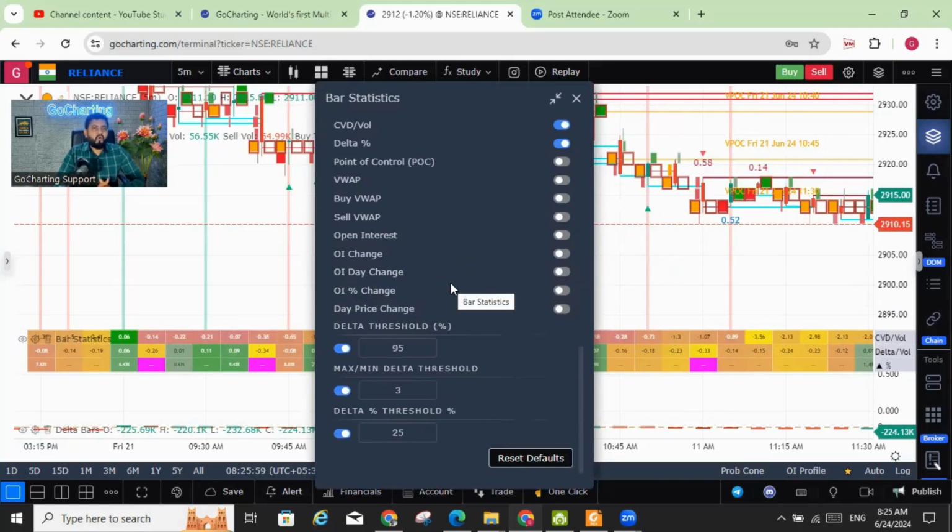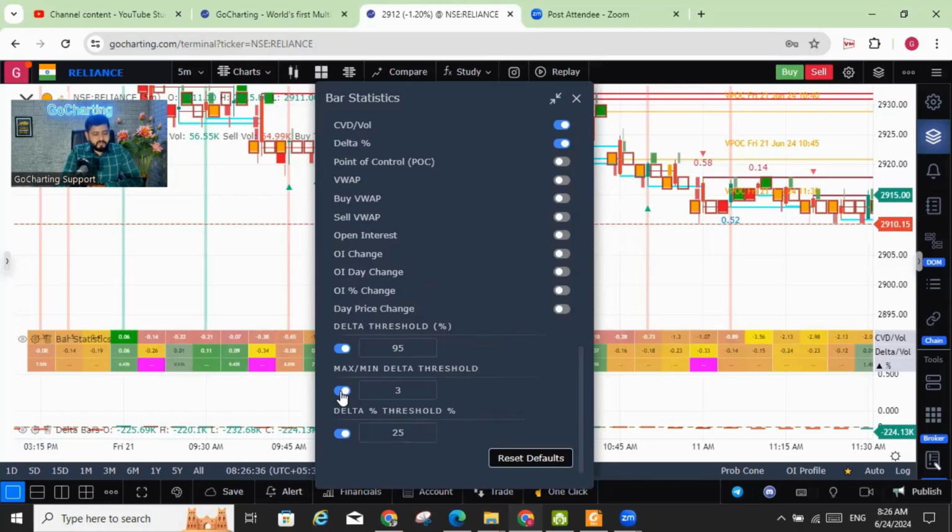For OI day change, friends, we are following the logic of cumulative volume delta. Since the start of the day, the first candle's OI change is measured, and then we get candle by candle OI change from this option. But if you are adding or subtracting it overall, we get OI day change. And then the same change can be calculated in terms of percentage change, so that is OI percentage change. Day price change is the change in the price during the day. This option, the delta threshold, we have already explained.